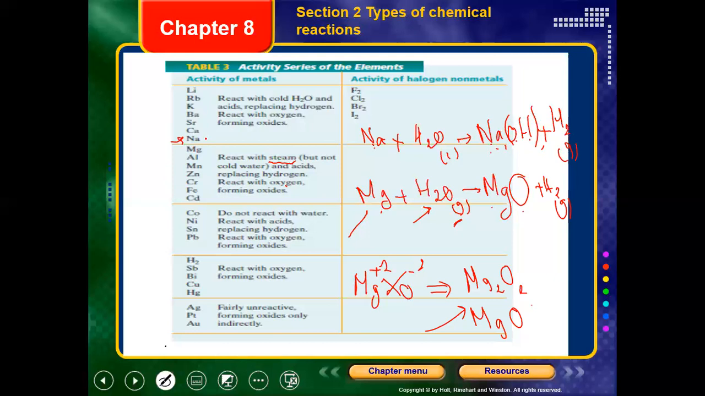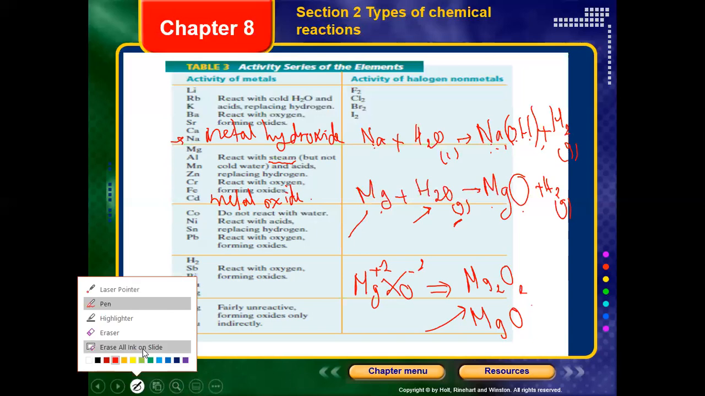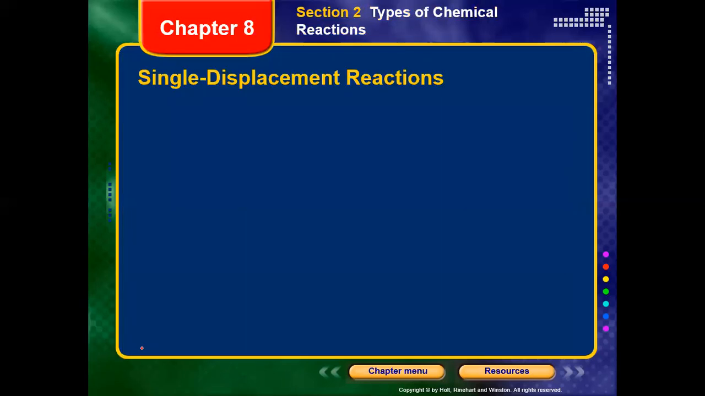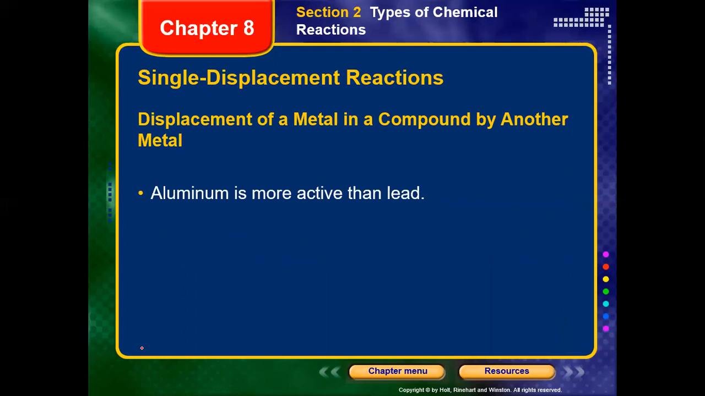So the product is metal hydroxide plus hydrogen gas, here metal oxide plus hydrogen gas, when they react with water. I'm talking about the reaction with water. These are the general ideas about the reactivity series. So let us take one example for a single displacement reaction.